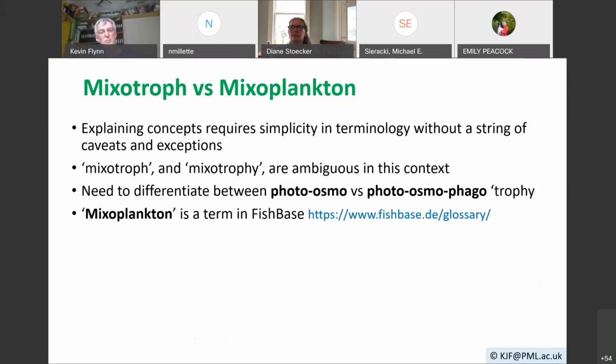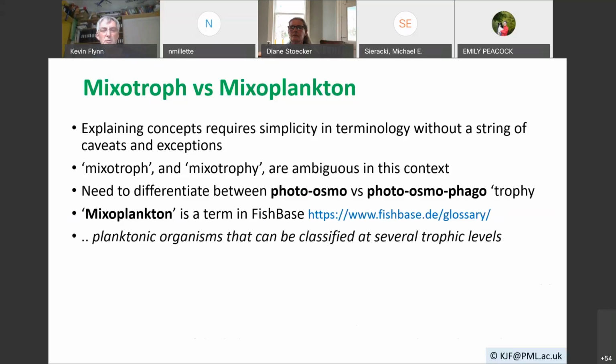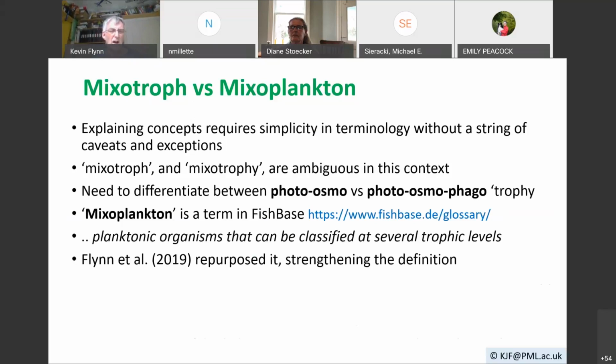So we hunted around and we came across this term in FishBase. We don't know who put it in there, but it is defined in FishBase as planktonic organisms that can be classified at several trophic levels, which seemed to tick the boxes quite nicely. So what we did was rather cheekily, we repurposed it and strengthened the definition.